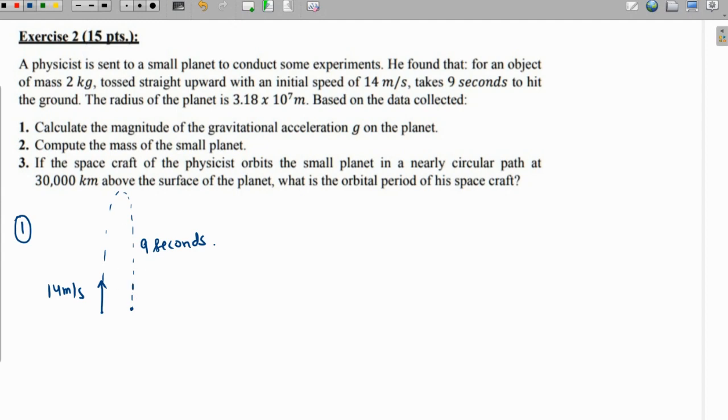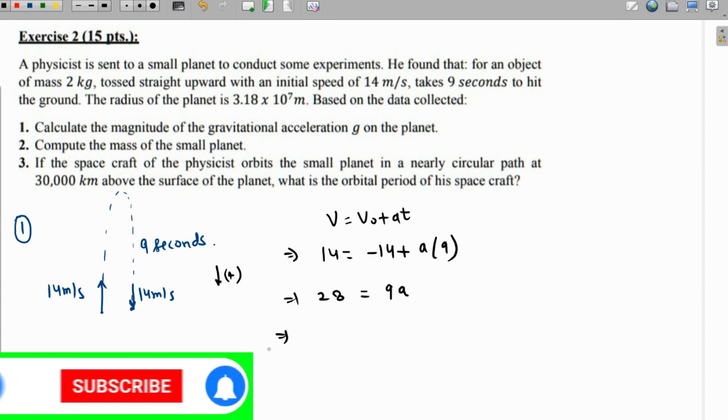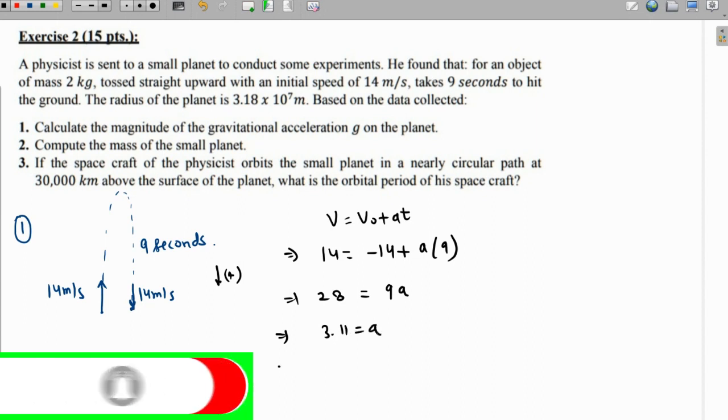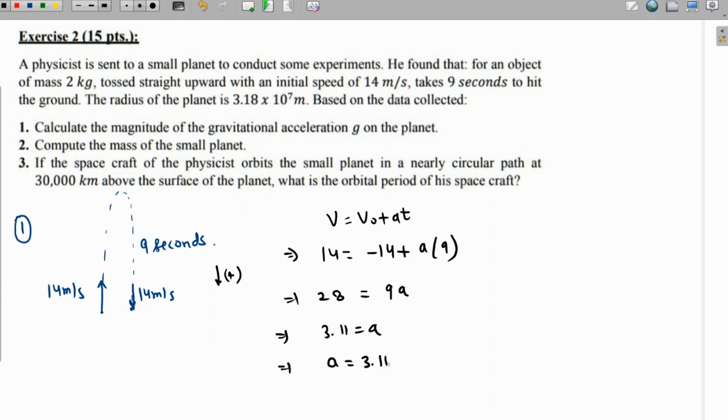has been thrown, with the same speed, it is going to come back in the opposite direction. So if we use the first equation of motion, v is equal to v naught plus at, let's consider the downward direction as positive. So final velocity is 14, initial is minus 14, a is unknown, and time is 9. So adding 14 to both sides, 28 is equal to 9a, and dividing both sides by 9, we have the value of a as 3.11. So the acceleration due to gravity is 3.11 meters per second squared.